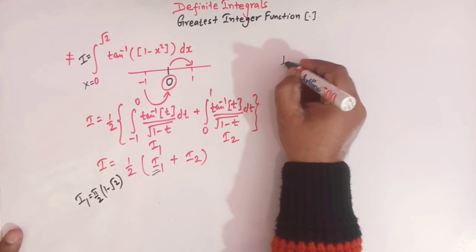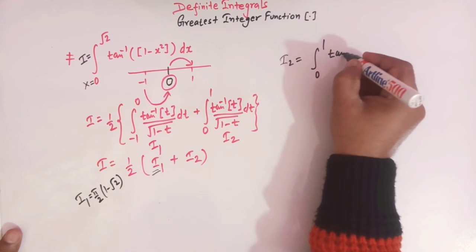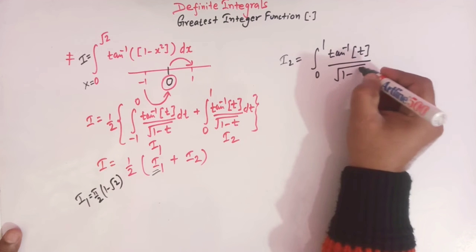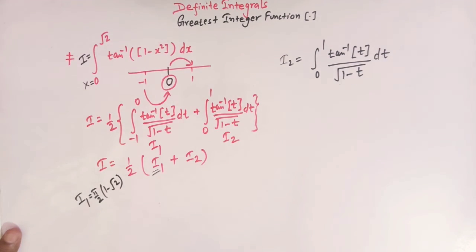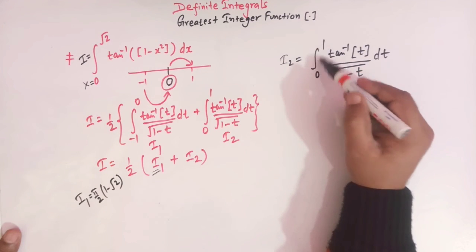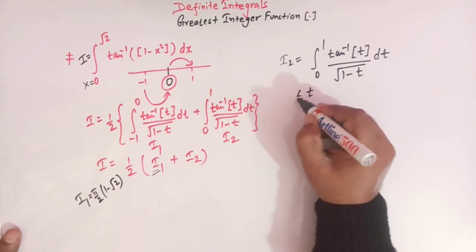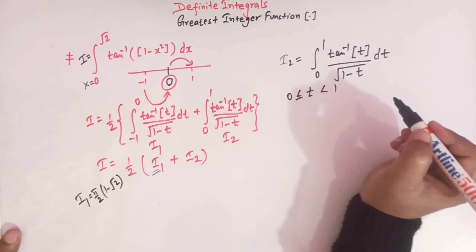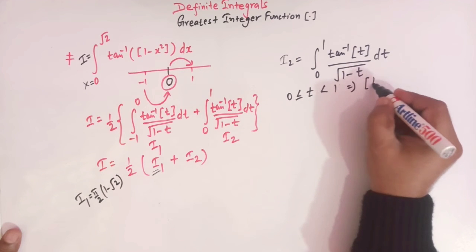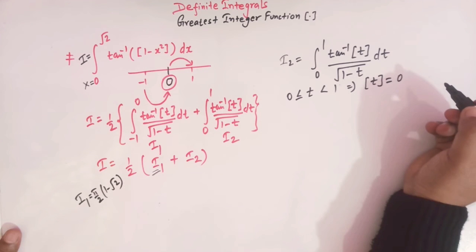So now I2 is equal to the integral from 0 to 1 of tan inverse of greatest integer of t divided by square root of 1 minus t dt, right? Okay, now see here we observe that the limits of integration are from 0 to 1, right? So our t lies between 0 and 1, right? So when t lies between 0 and 1, then by the definition of greatest integer function, the value of greatest integer of t is always equal to 0, right?